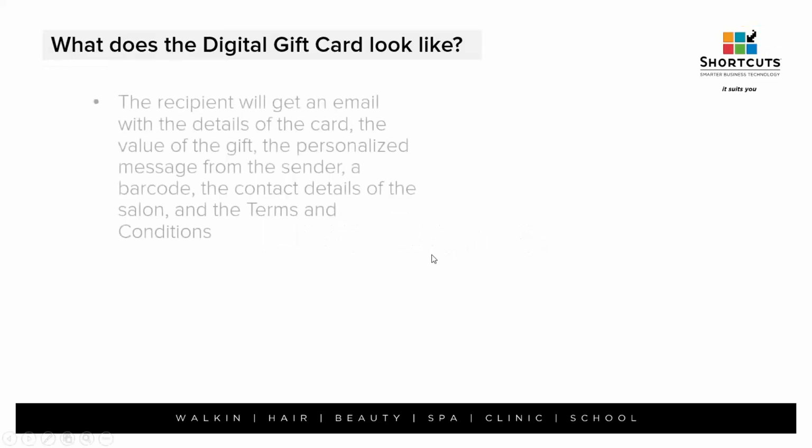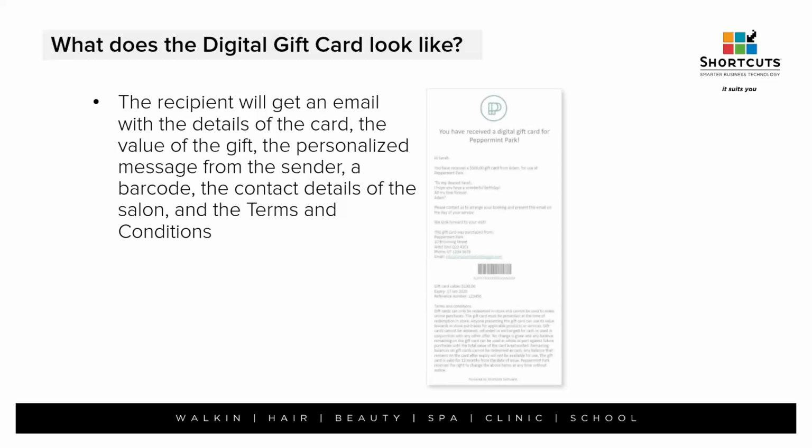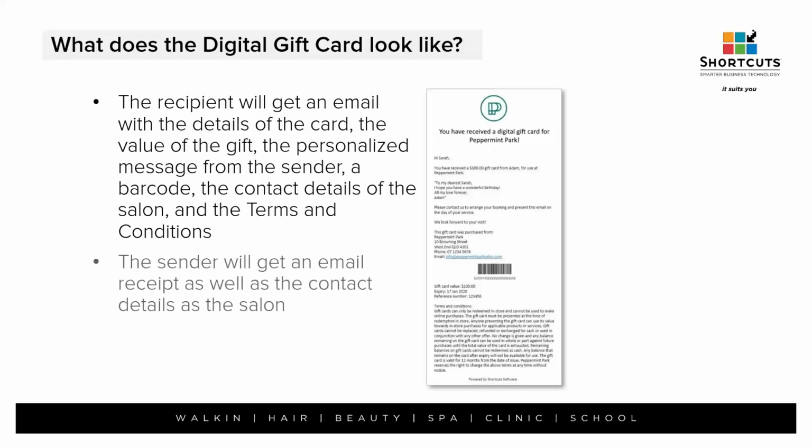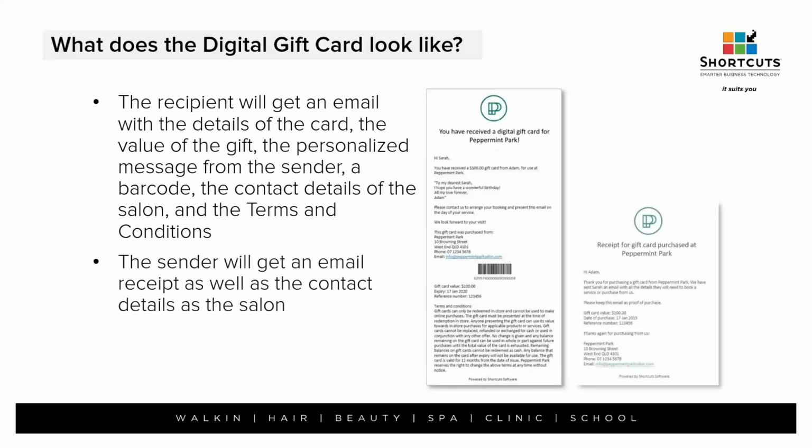So what does it actually look like? The recipient gets an email receipt, which actually has a barcode that you can scan at the point of sale. It'll have the message, it'll have the person that purchased it for them and the value, and of course your terms and conditions at the bottom. The sender gets a smaller version of that receipt saying, we have sent a gift certificate to this person, this is the purchase date, this is the reference number, this is our contact information for the salon.